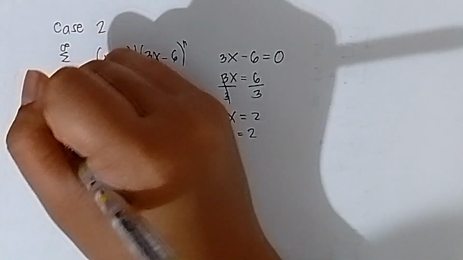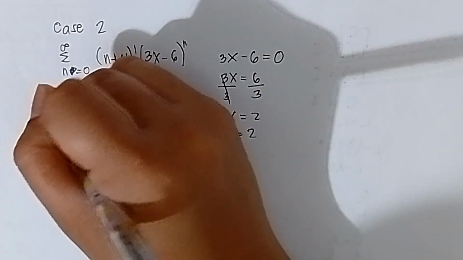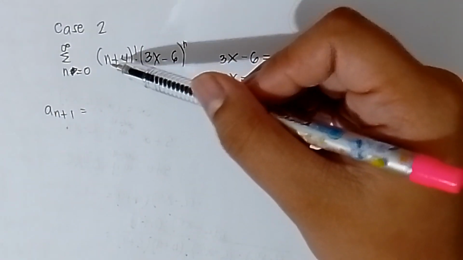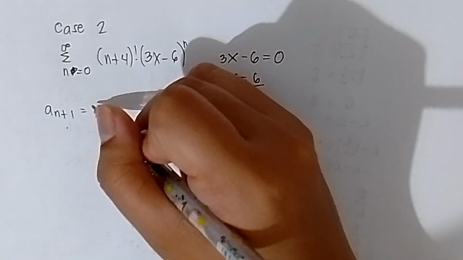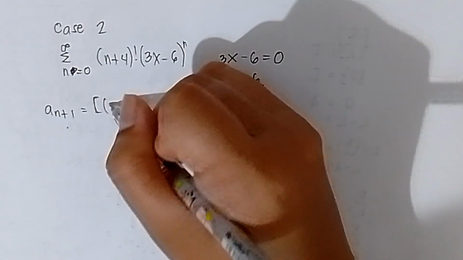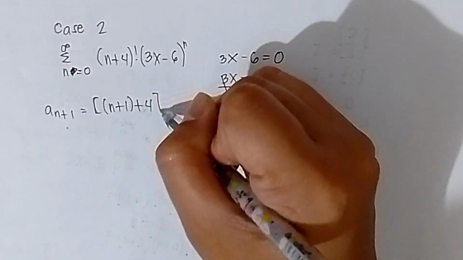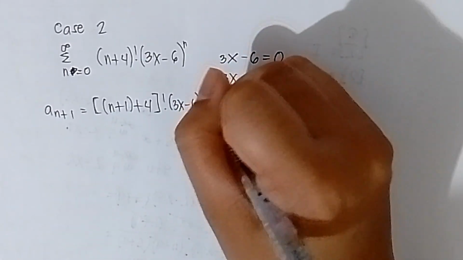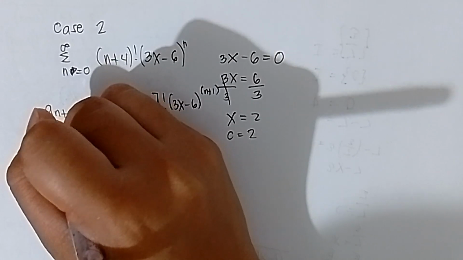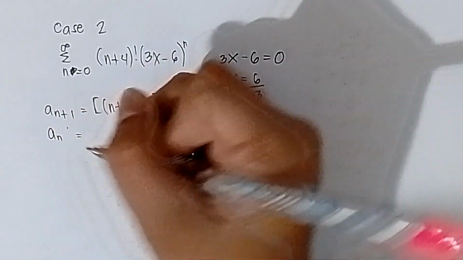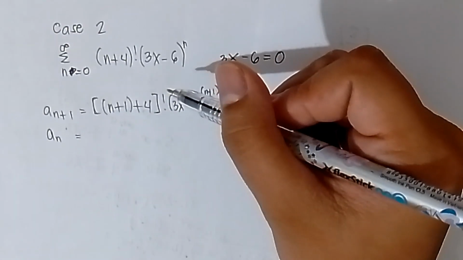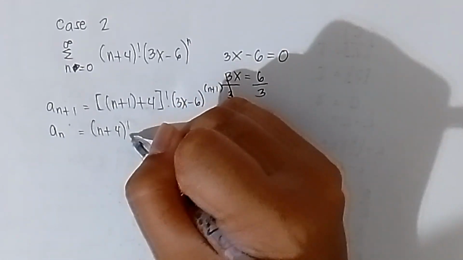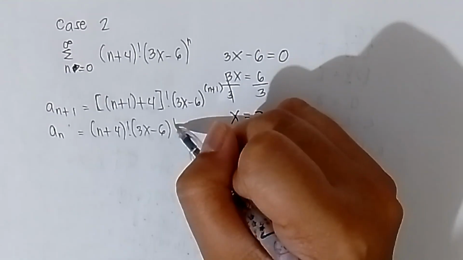And then we're going to find the value of a sub n plus 1. So here, for every n variable that we see, we're going to add plus 1 to it. So (n plus 1 plus 4) factorial times (3x minus 6) raised to n plus 1. Next, we're going to find the value of a sub n. And here, the value of a sub n is this original equation, so (n plus 4) factorial times (3x minus 6) raised to n.